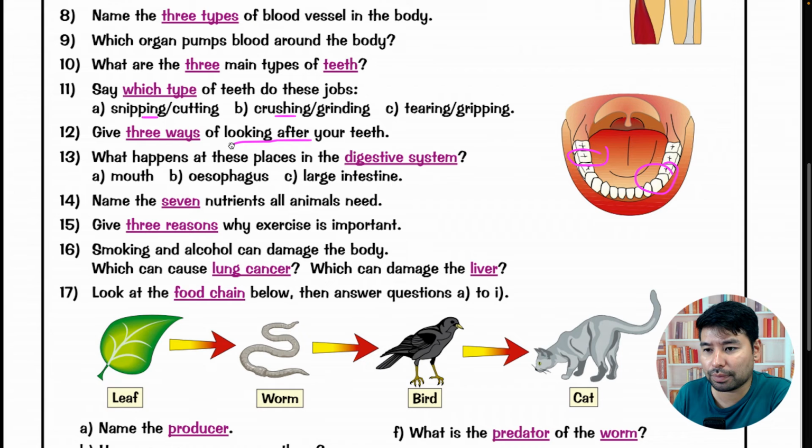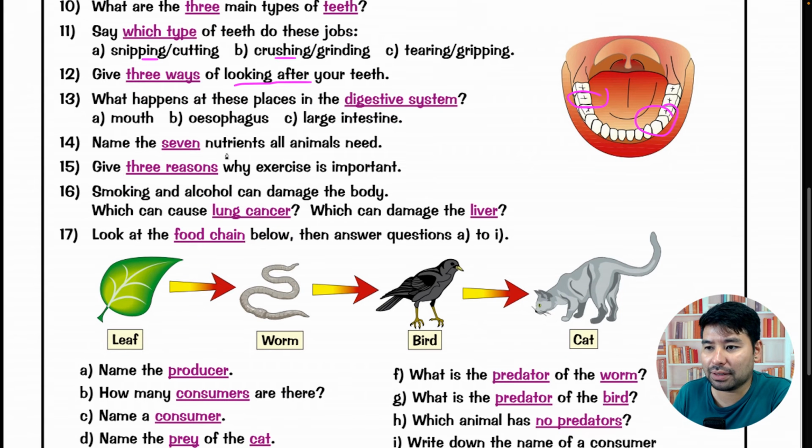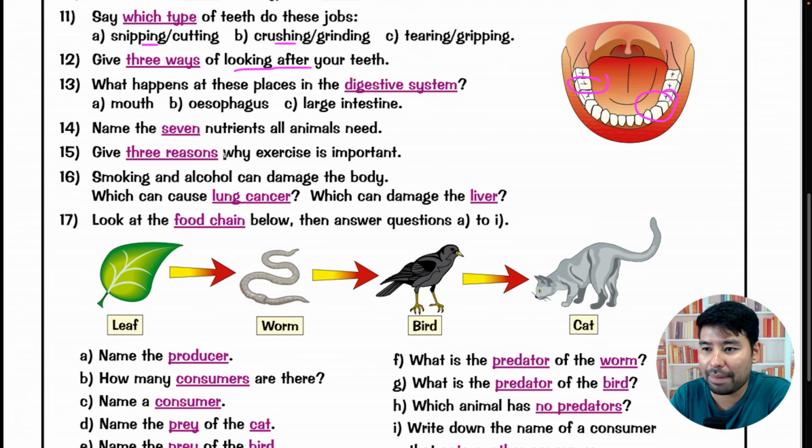Qual que é ele? What happens at these places in the... good. Let's check the pronunciation for this one. Okay. Sorry. My bad. The pronunciation is digestive. Okay. So what happens in these places in the digestive system?